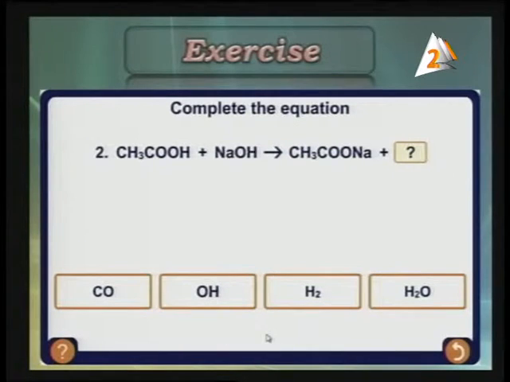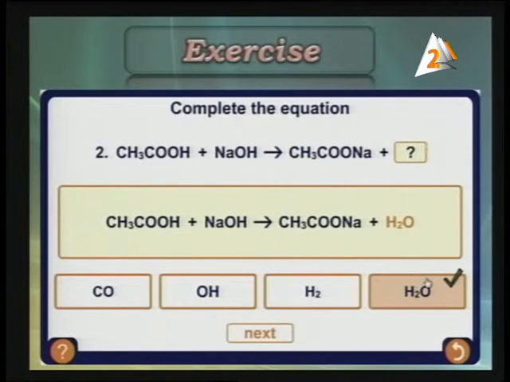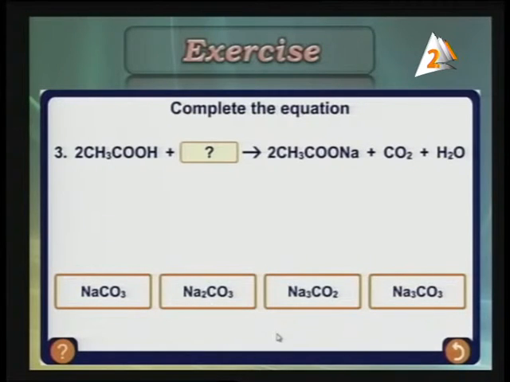After that, we have here CH3COOH plus NaOH. It is acid and base. Give us CH3COONa plus H2O, because water is one of the products between the acid and base. Let's go to see another one. Here we have CH3COOH. Which one makes sodium ethanoate?